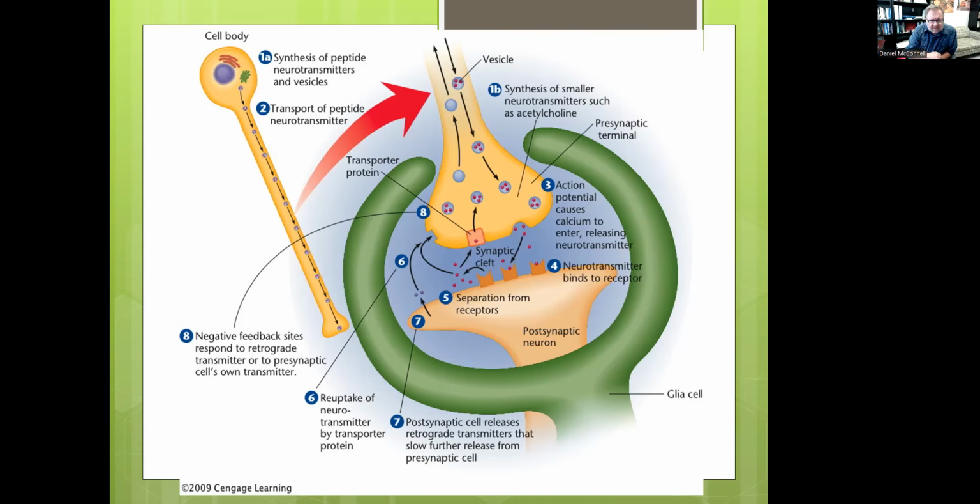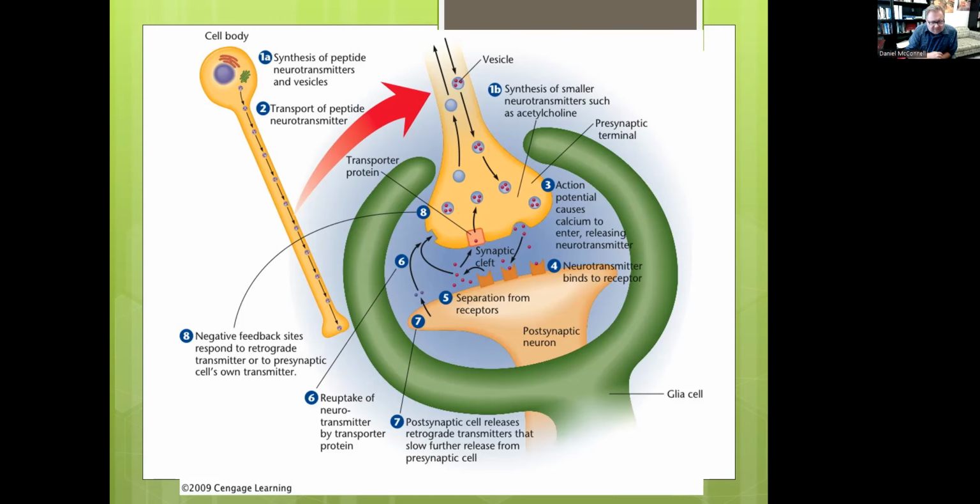In step 4, we see those little red molecules of neurotransmitter binding to the receptor sites on the dendrite of the postsynaptic cell. In step 5, we see them separate and begin to float off to the side. Step 6, we're going to start cleaning them up. So we see in this case reuptake. We see some of these neurotransmitter molecules re-entering the axon there at step 6. Steps 7 and 8 show the feedback loop.